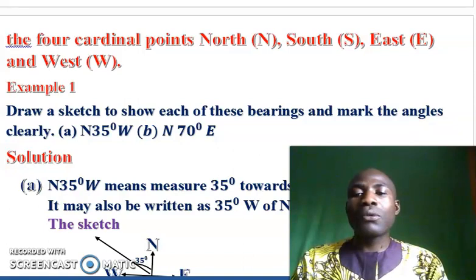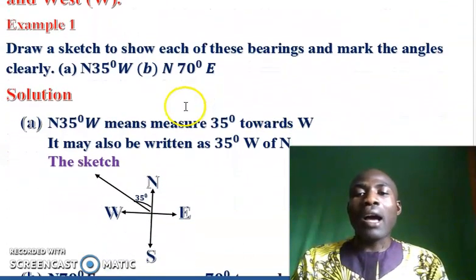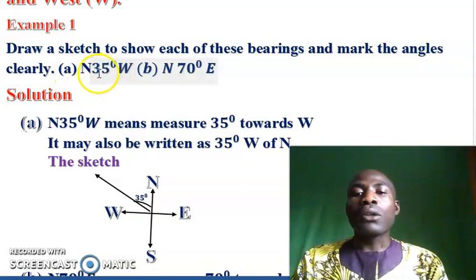And we're able to do one example yesterday where we are asked to draw a sketch to show each of these bearings and mark the angles clearly. We say A will have 35 degree north of west, and B will have 70 degree east of north.